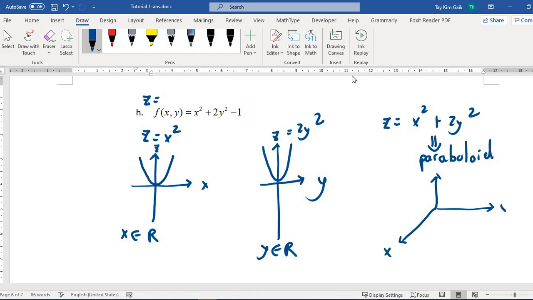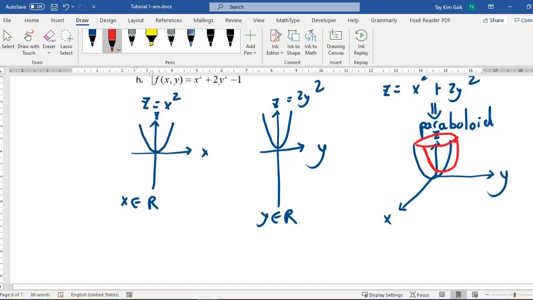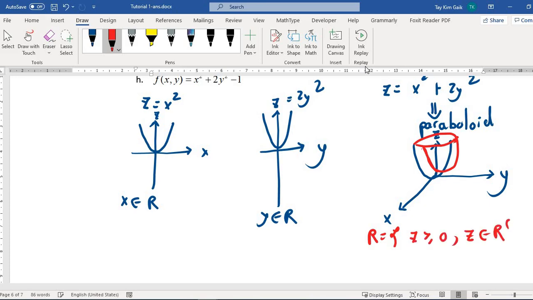This is x, this is y, this is z. First of all, you plot this one. This is the z-y plane. Let's say I plot another one. Plotting is not that good. You combine them and you get this paraboloid. So this is for z equal to x squared plus 2y squared. For this one, the range is z greater than or equal to 0, where z is a member of the real numbers.